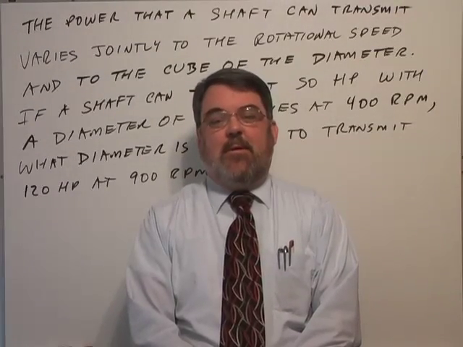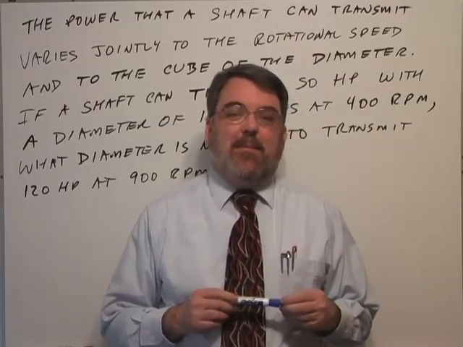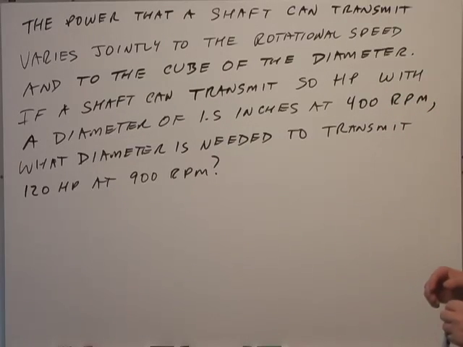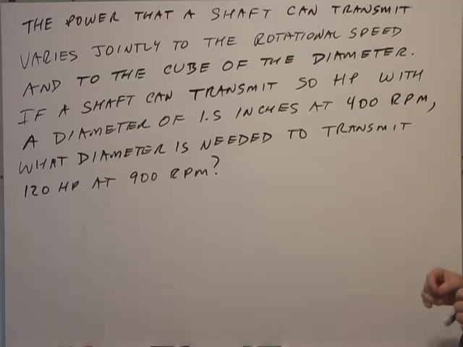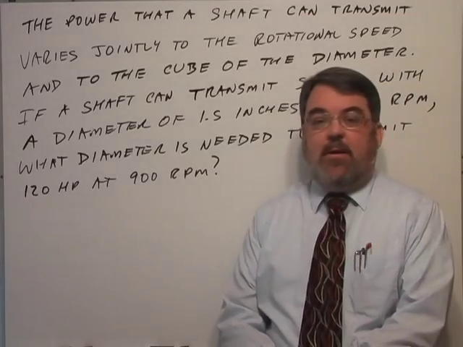My example of a joint variation is a mechanical engineering problem or relationship. The power that a shaft can transmit varies jointly to the rotational speed and to the cube of the diameter. If a shaft can transmit 50 horsepower with a diameter of 1.5 inches at 400 RPM, what diameter is needed to transmit 120 horsepower at 900 RPM?